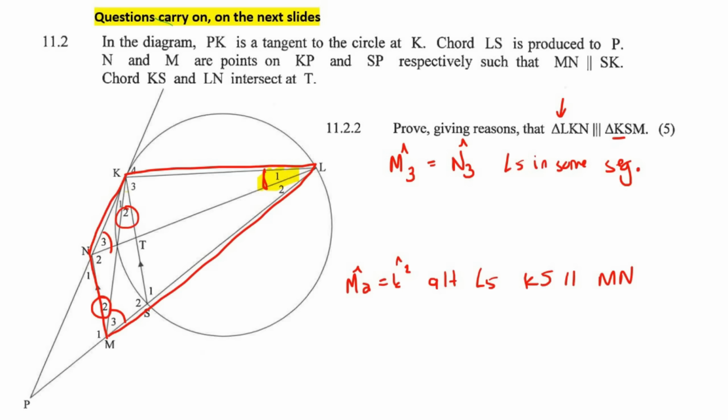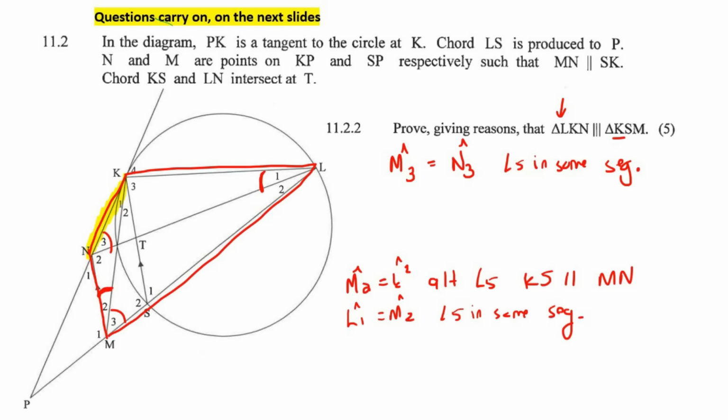But now, if I use the cyclic quadrilateral that we proved earlier, and specifically if I focus on KN, and I use angles in the same segment, KN actually makes this angle. If you look carefully, it makes that angle, but it also makes this angle. If I use this side of the cyclic quad and I try to make angles in the same segment, it makes L1 and it makes M2. So we can say L1 is equal to M2, and that is because of angles in the same segment.